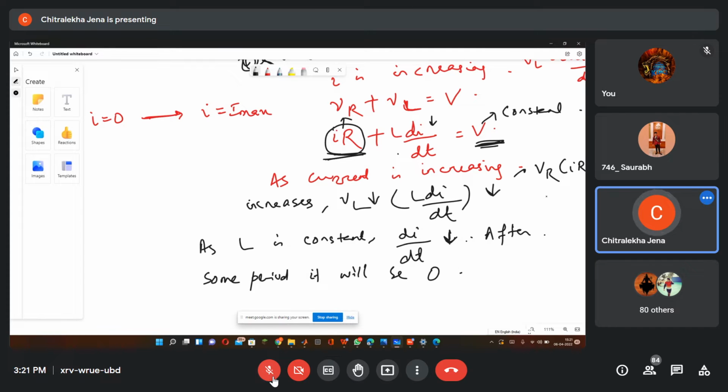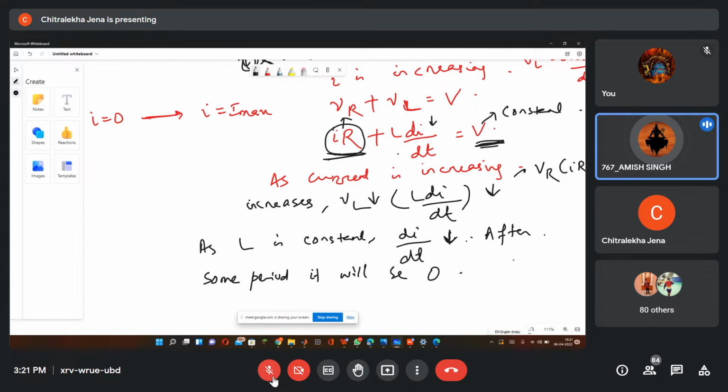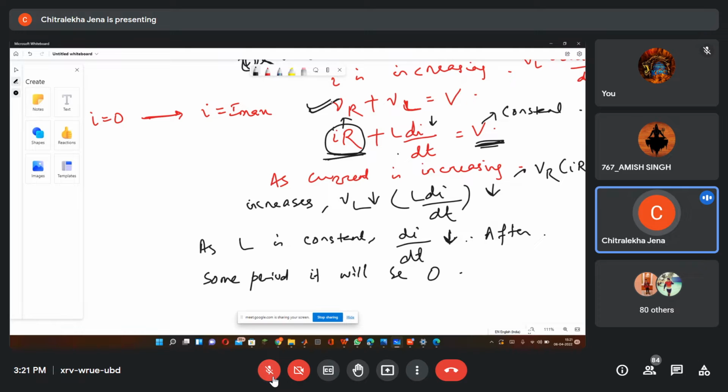Understood all of you? Ma'am, this is when the switch is closed. Yes, the switch is closed, but it is not at equal to zero, not at infinite. In between 0 to infinite, what is happening? The switch is closed. Otherwise, how will this equation be valid? This equation is valid only when you have closed the switch, right? Got it?